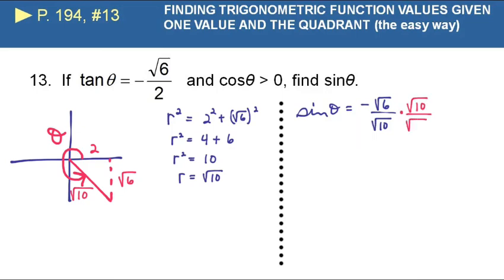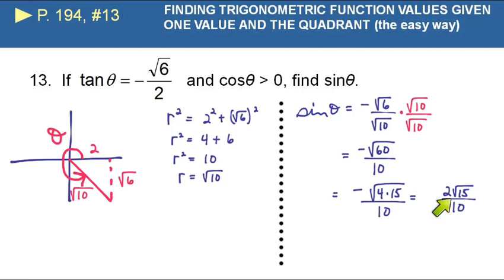Let's rationalize. That will give us negative square root of 60 over 10. And then, of course, 60 is 4 times 15. So the square root of 4 is 2, and that means that 2 will come out of the radical. And now 2 over 10 reduces to 1 over 5, so we end up with negative square root of 15 over 5.